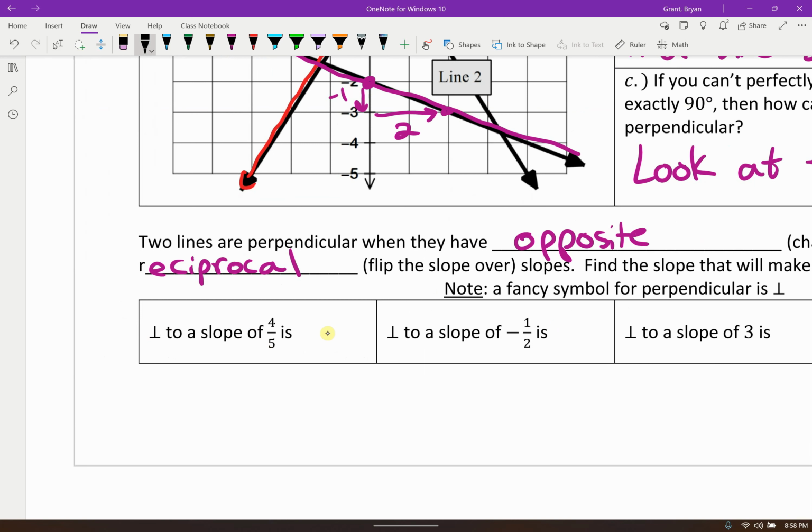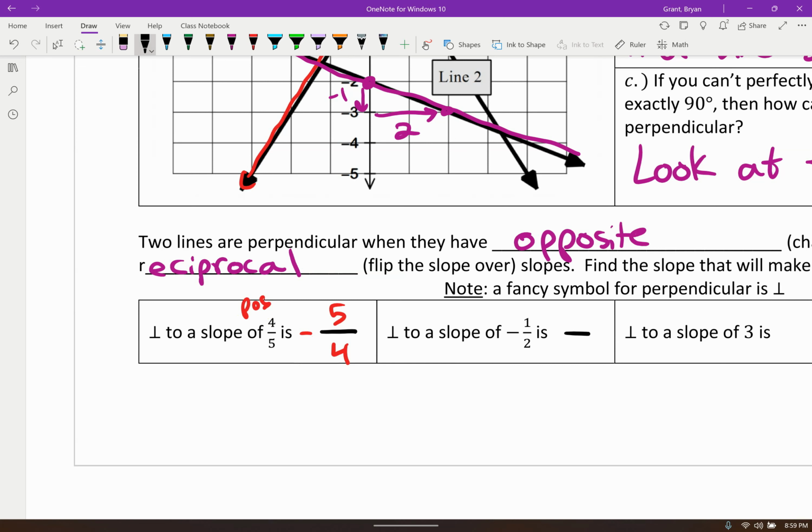Well, it's pretty easy. We draw a fraction. We find the reciprocal of 4/5, which is 5/4. And then we make sure they have opposite signs. 4/5 is positive, so 5/4 needs to be negative. Remember, the negative can go in the middle, the top, or the denominator, but I'll just leave it in the middle. All right, let's look at our next one.